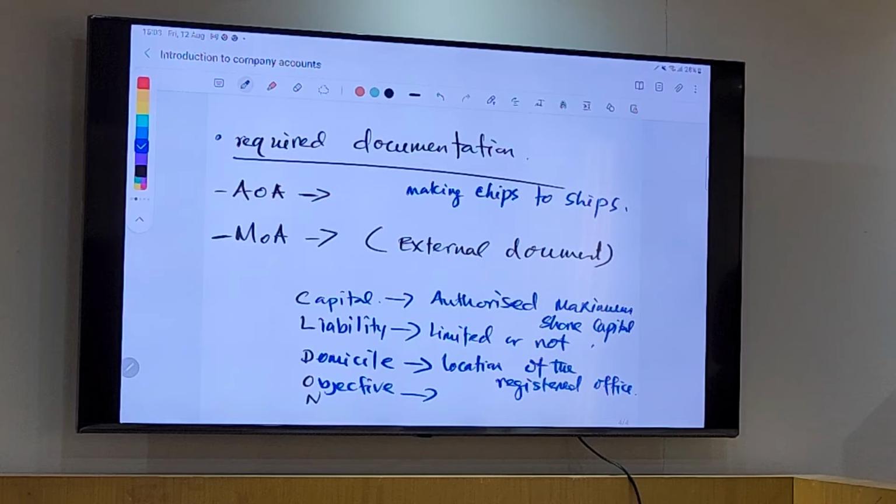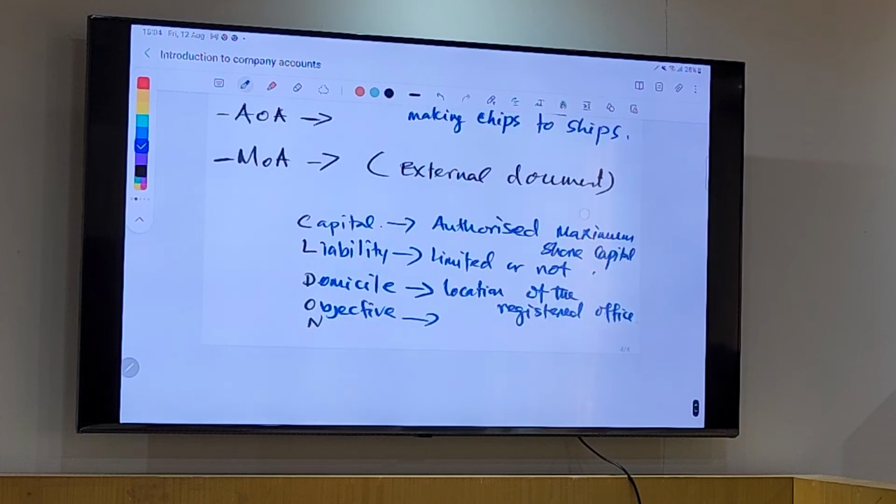When you are trading, a very common name, anything you can trade. But if you say trading soaps, then you can only buy and sell soaps. Understood? So that's the objective.